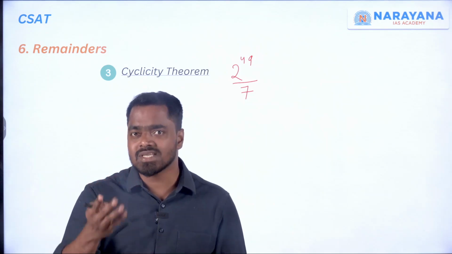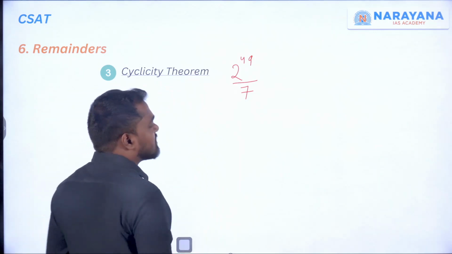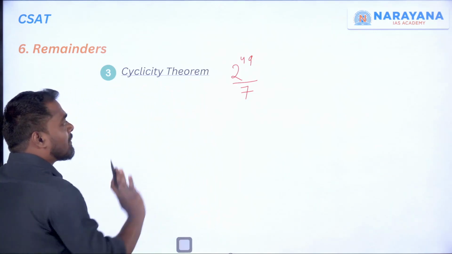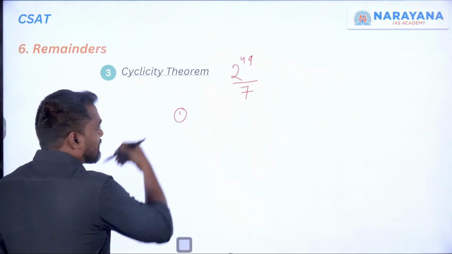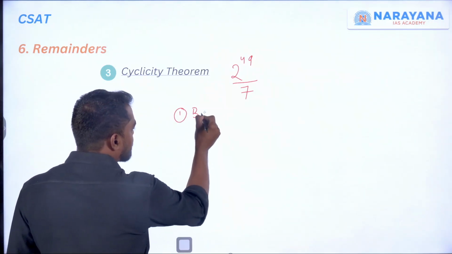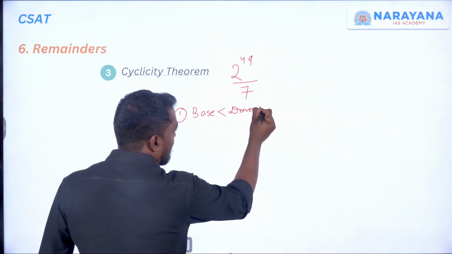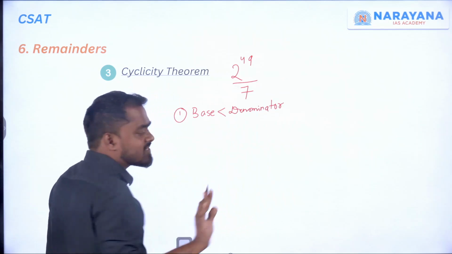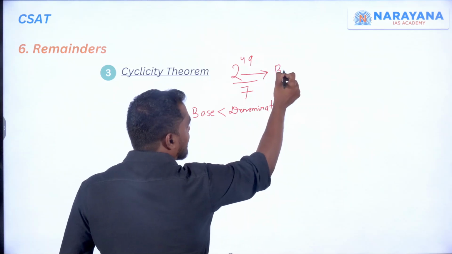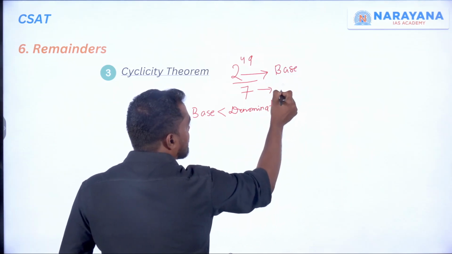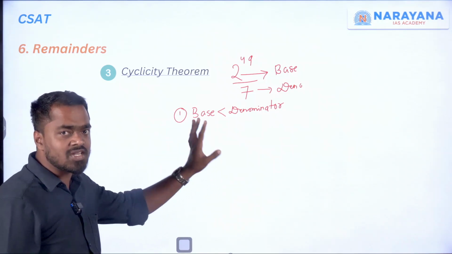But sometimes there will be some expressions which cannot be solved by Fermat's theorem. Then we can apply this cyclicity theorem. So how to apply the cyclicity theorem? There are procedures you have to follow. The first step is to check whether the base is less than the denominator. What is the base? Here the base is 2. This is the denominator. Check whether 2 is less than 7 or not. Yes, 2 is less than 7.